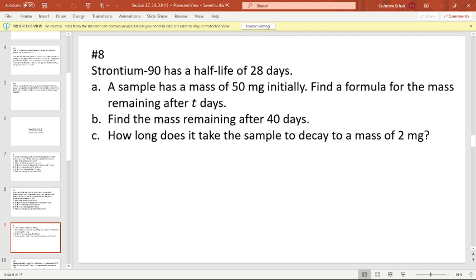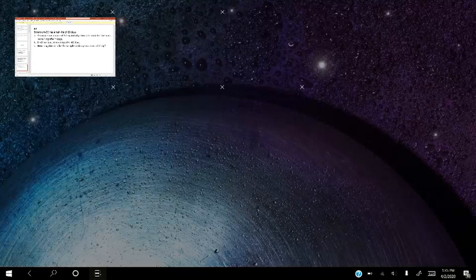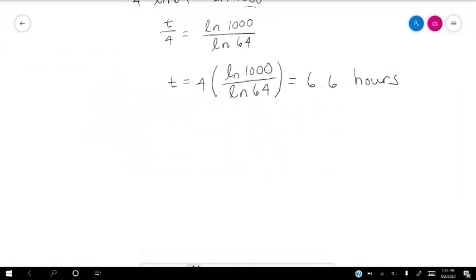So here we have a sample with a mass of 50 milligrams initially. Find a formula for the mass remaining after t days. First of all, when we're talking about half-life, that's exponential decay. What number is this? It's number 8. So we're talking exponential decay in this example, and we're still going to be using our same model.